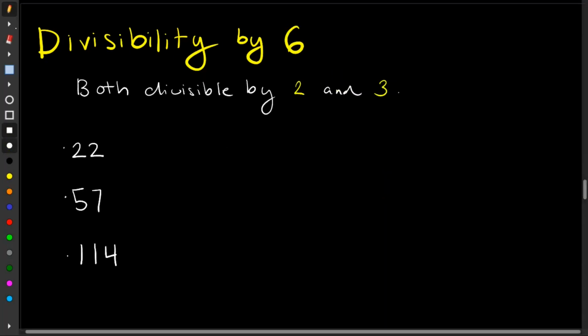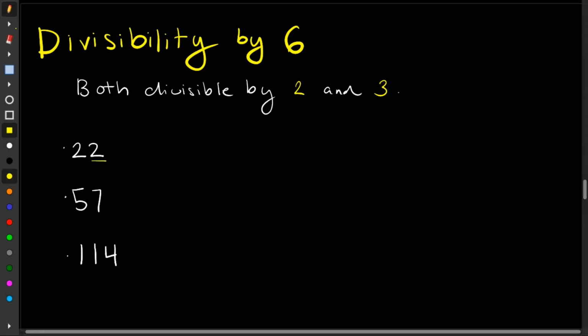Now for divisibility by 6, we check if it is divisible by 2 and 3. So for this example, first check if this is divisible by 2. Clearly yes, since it ends in 0, 2, 4, 6, 8. So it is divisible by 2.